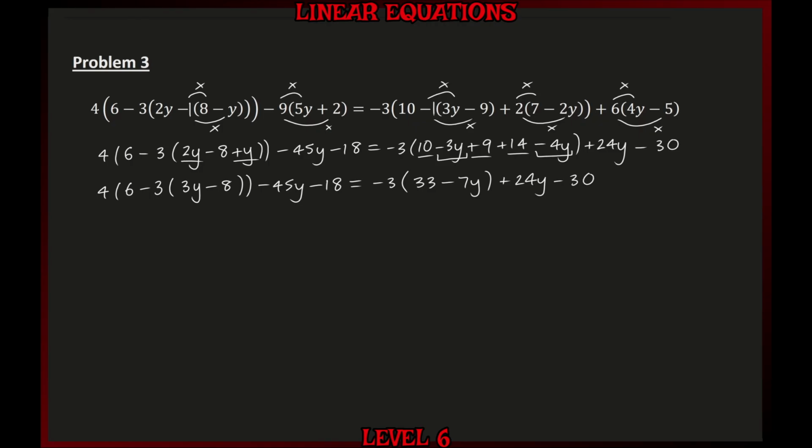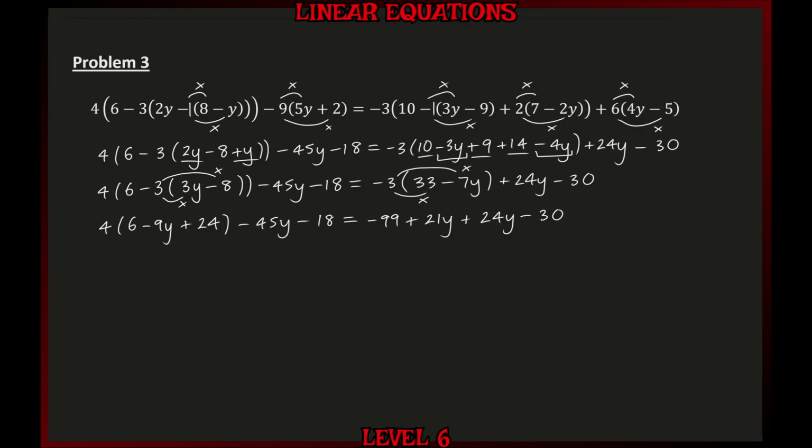Going back to the left-hand side, we can now expand the next set of brackets. So we have 4 multiplied by 6, and then minus 3 multiplied by 3y is minus 9y, and minus 3 multiplied by minus 8 gives us plus 24. We still have a minus 45y and a minus 18, and that's equal to, and minus 3 multiplied by 33 is minus 99, and minus 3 multiplied by minus 7y is plus 21y, and we still have a plus 24y and a minus 30 at the end.